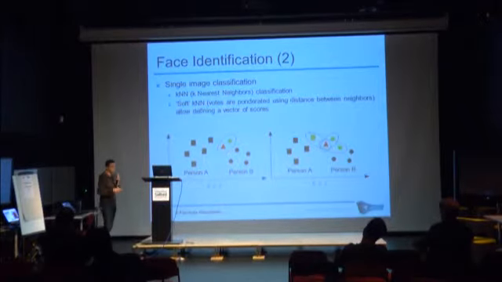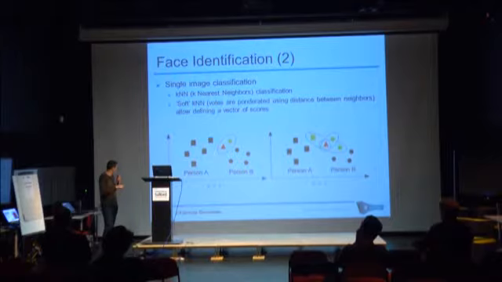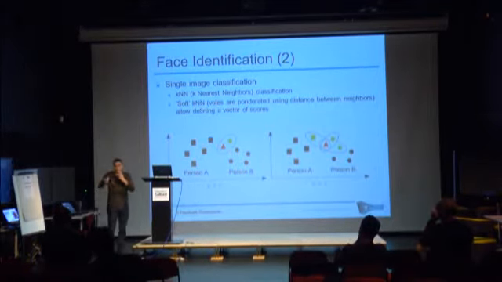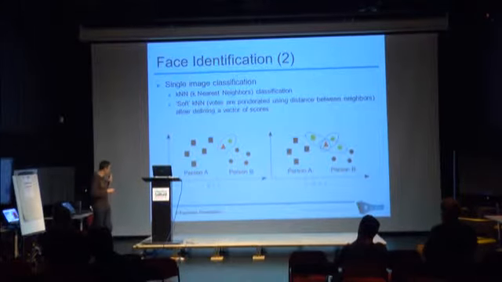So think about you have, for instance, two models, two persons. Person A is these squares. Person B are these circles. And then a new person comes in, so you don't know who he is, this triangle. You've done the local binary pattern, and the histogram is this triangle.